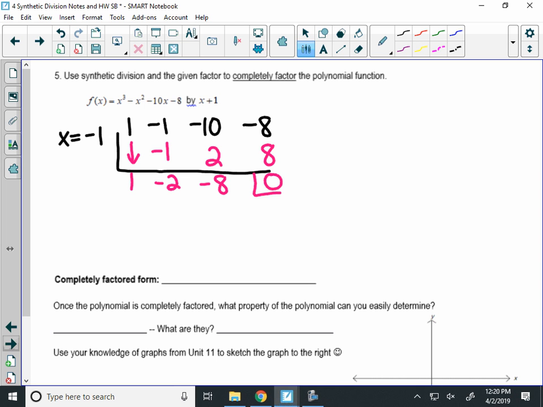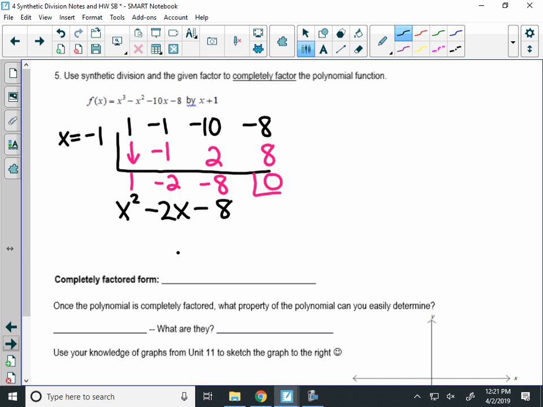And it's a good thing we have a remainder of 0, because remember, our goal is to completely factor. So that means it should be a factor, so we should get a remainder of 0. So here's what we have left. After we did division, we get x squared minus 2x minus 8. That's what that polynomial is.